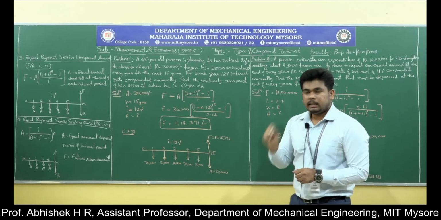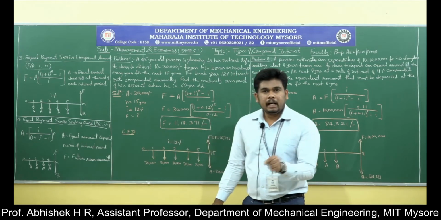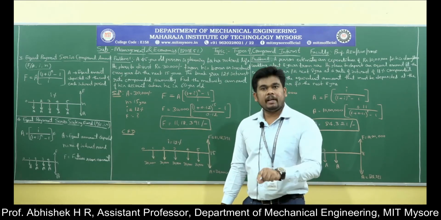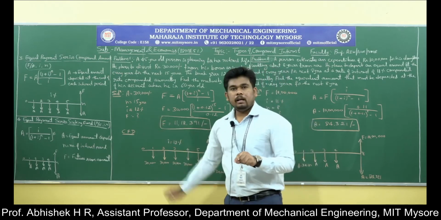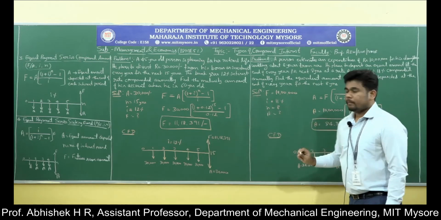The fourth condition is equal payment series sinking fund, A by F, which means to find A, F is given. We have to find A by knowing F. Now we'll solve the problem on the fourth condition.